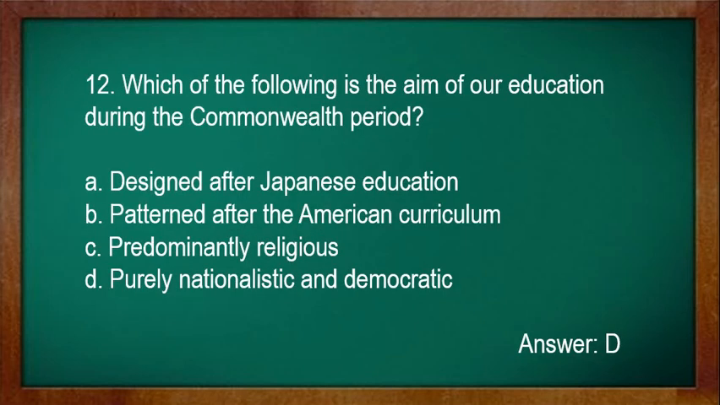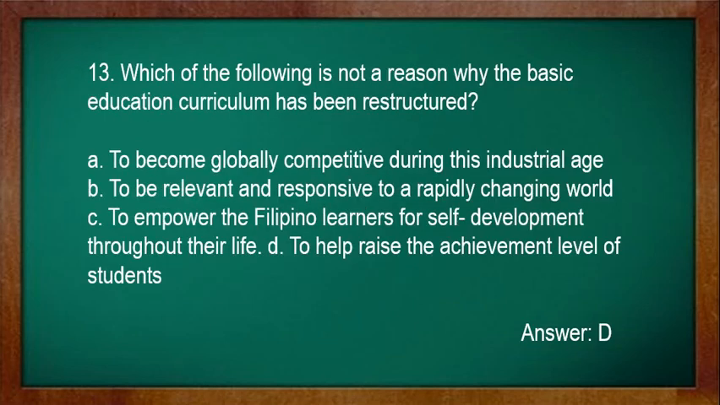Number 12. Which of the following is the aim of our education during the Commonwealth period? A. Designed after Japanese education. B. Patterned after the American curriculum. C. Predominantly religious. D. Purely nationalistic and democratic. Answer, D.